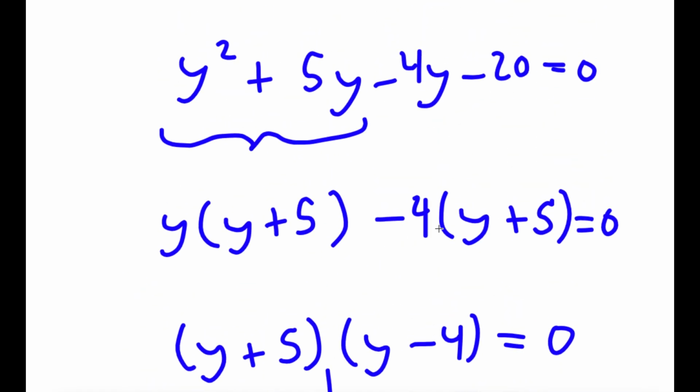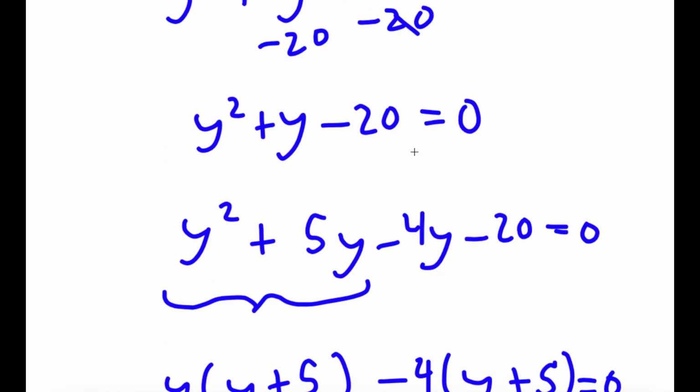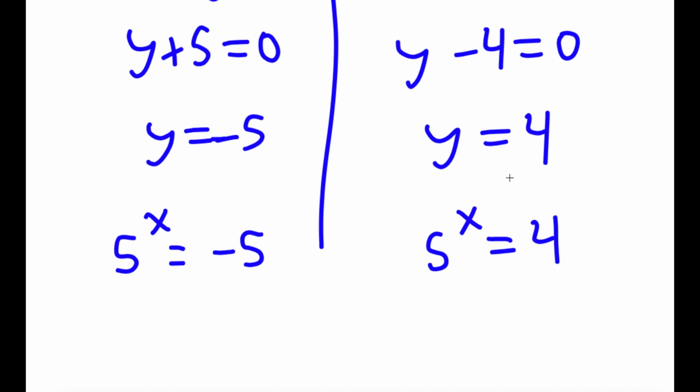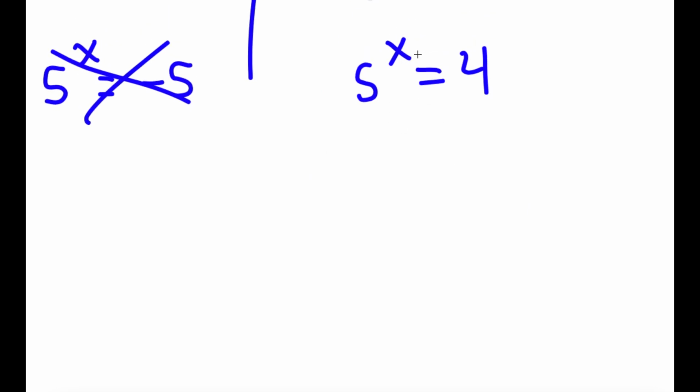Now remember how we let 5 to the power of x equal y. So now this is going to give me two equations. I have 5 to the power of x is equal to negative 5, and I have 5 to the power of x is equal to 4. So first off, 5 to the power of x equals negative 5. Well, I can't take the power of a positive number and make it a negative number. So this equation is wrong. Now this leaves me with 5 to the power of x equals 4.